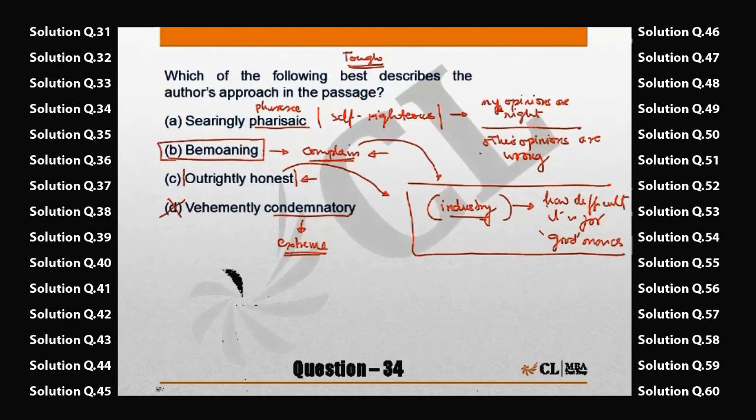Self-righteous you can eliminate, because when I say my opinions are right and other opinions are wrong, the author would have had to state what others are saying, give a counter position, attack the counter position, and then put forward his position and say why he is right. He did not do that.